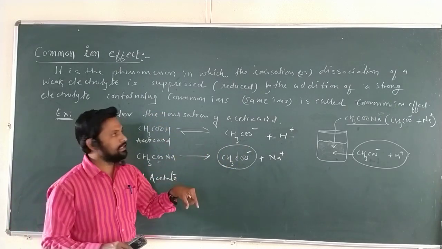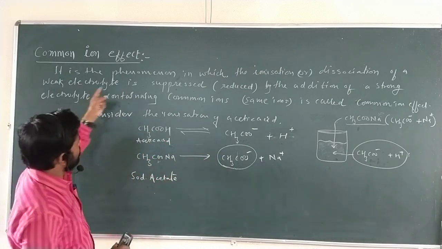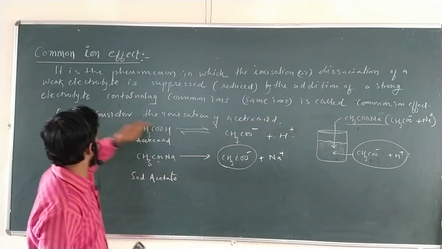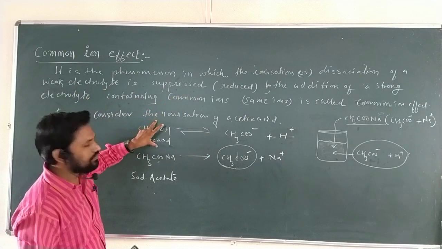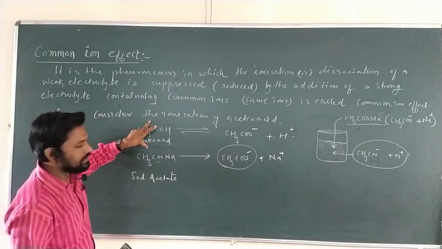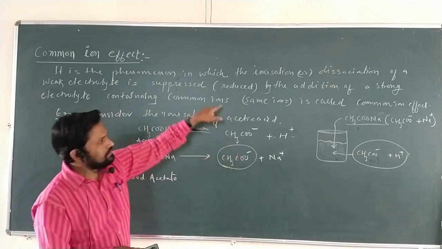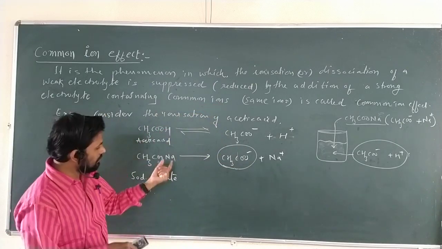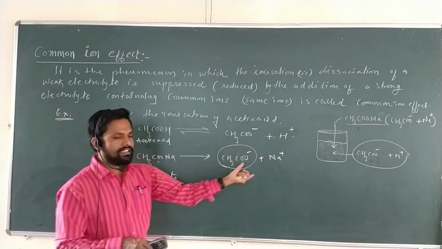Ionization of acetic acid means what? This is nothing but the common ion effect. See, it is the phenomenon in which the ionization or dissociation of a weak electrolyte is suppressed. Means actually what we have to do, we have to again suppress the ionization of this weak acid by the addition of one more electrolyte into the same solution which has the common ions. असा एक इलेक्ट्रोलाइट आपल्याला ऍड करायचा त्या सोल्युशन मध्ये which contains the common ions.